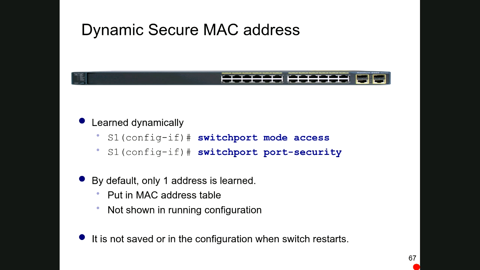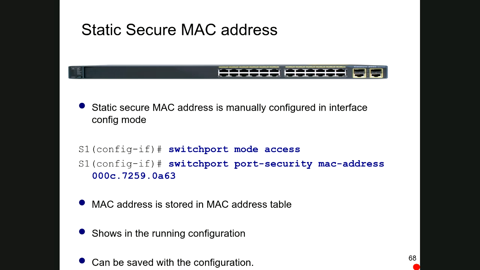Switch port mode access, switch port security, because it's off by default. Let's turn it on. So by default, only one address is learned. It's put in the MAC address table, not shown in the running configuration. Our malicious intruder from Dallas Community College, if we do this, he's just going to unplug the switch and plug it back in again. That's not going to help us any. So let's do static secure.